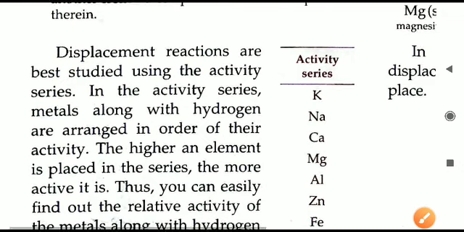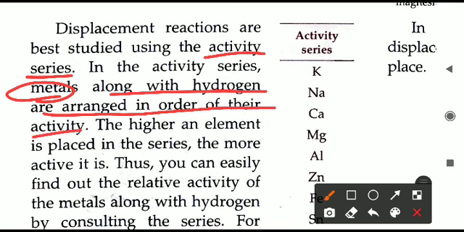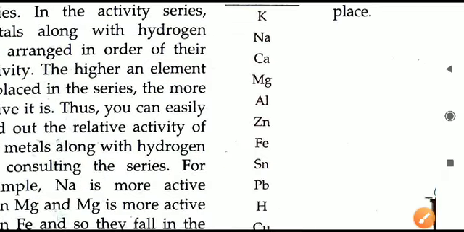When we are studying this displacement reaction, we need to study the activity series. This is based upon the ability of a particular metal atom to react with other elements. So the activity series consists of different metals along with hydrogen, which are arranged in the order of their activity. The higher the element placed in the series, the more active it is. So here it is, the activity series. You can see here in the book.